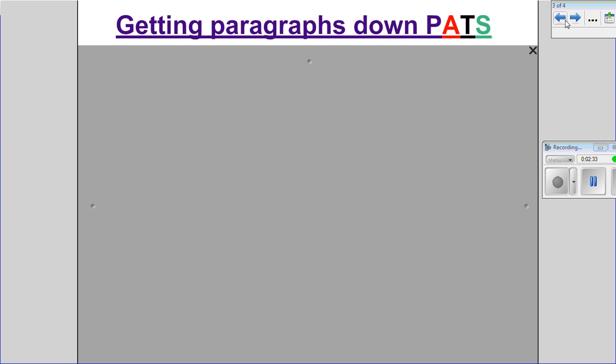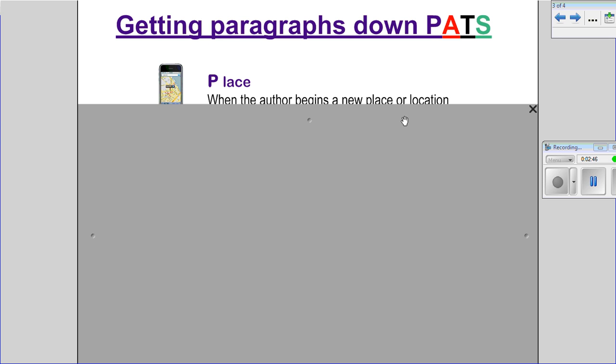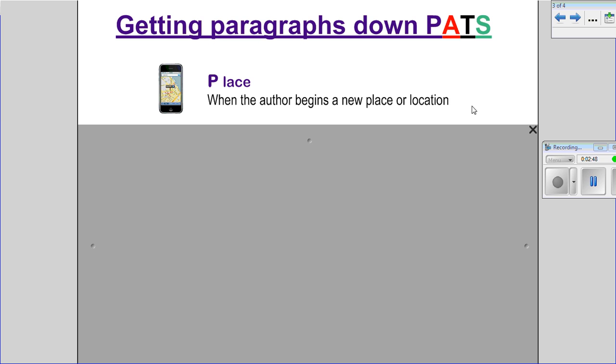An easy way to remember when writers start paragraphs is the acronym PATS. An acronym means that each letter stands for another word. So the first letter is P, place. Whenever the author begins a new place or location, you want to start a new paragraph.